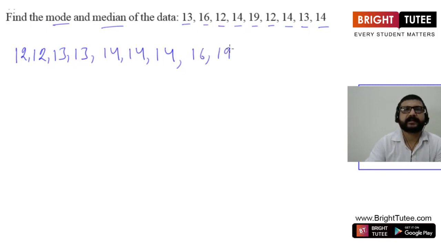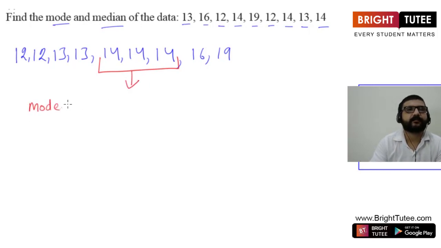and then we will have 16 and then 19. Now from this data, it is very clear that the number which is occurring most number of times is 14. As we can see here, it has occurred three times. So therefore we can simply say mode of the data will be 14.